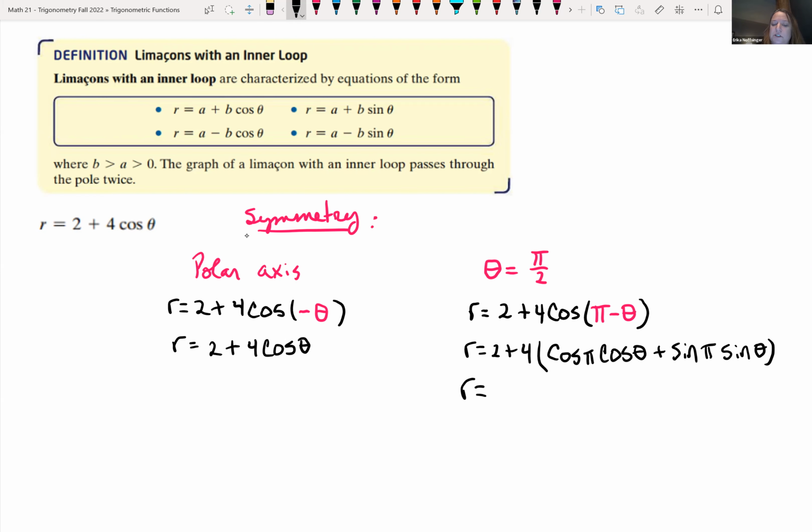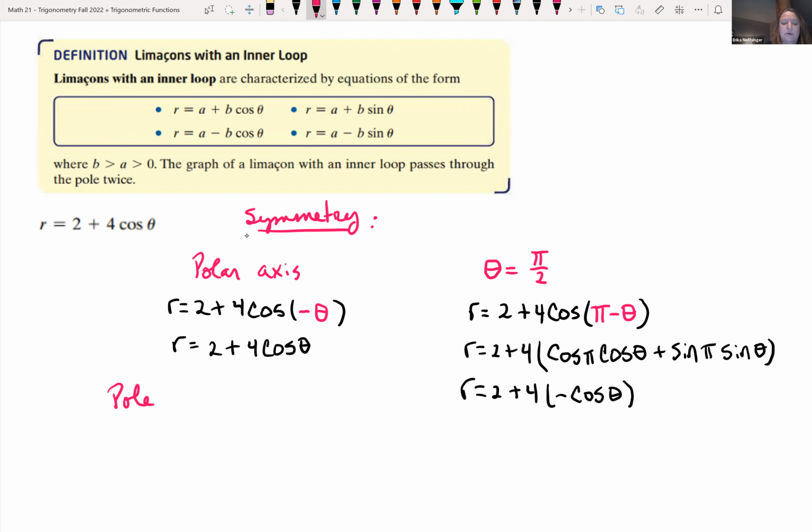So we have r is equal to 2 plus 4 times that quantity. Well, cosine of pi is negative 1, and so I would have negative cosine theta. Sine of pi is 0, so that sine pi times sine theta goes away. I notice that r equals 2 plus 4 times negative cosine theta doesn't give me back the original. So it's not symmetrical across that line, theta equals pi halves.